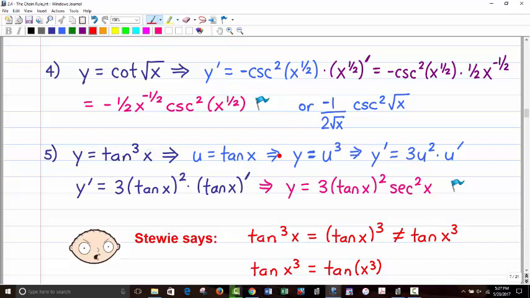So I wrote it out like this, but then here's how you can really do it. If u is tan of x, we're basically looking at the derivative of u cubed. And the derivative of u cubed is 3u squared times u prime. So really you can treat this as a general power rule. You bring the 3 down, you change that exponent to 2, and then you take the derivative of the inside, which in this case is the tangent. The derivative of the tangent would be sec squared. So it's 3 tan squared sec squared.